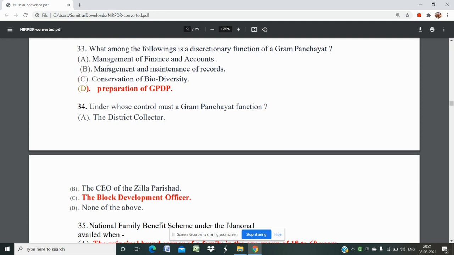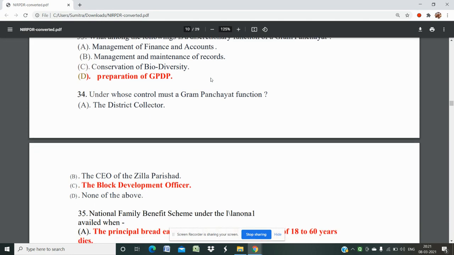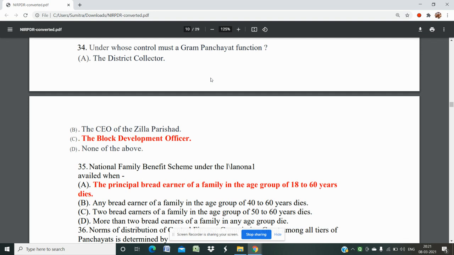Just read all these things. Conservation of biodiversity is a central phenomenon. Maintenance and management of records. What records? Like district administration, management of finance and accounts, like the department of finance and other departments are allocated the roles. And preparation of GPDP, gram panchayat development plan, is a basic function of the gram panchayat, who are doing it itself. Then under whose control must a gram panchayat function? The block development officer or the civil servant of the state.